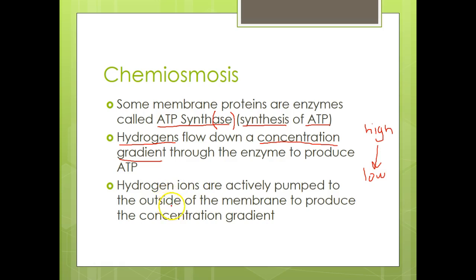These hydrogen ions are, like I said in the previous slide, actively pumped back to the high side to constantly keep that concentration gradient stable. Okay, you've got to maintain the concentration gradient. If you don't maintain a concentration gradient, your ATP production will cease, and if ATP production dries up or quits, then the cell's in trouble. It's in big trouble because the cell needs a constant supply of ATP to do all of its cellular work.